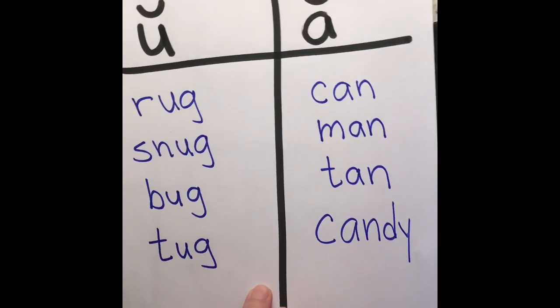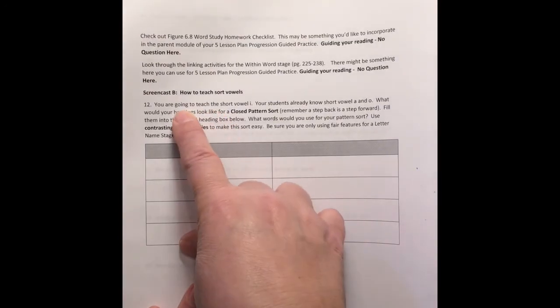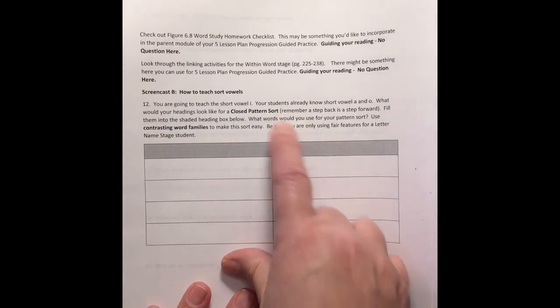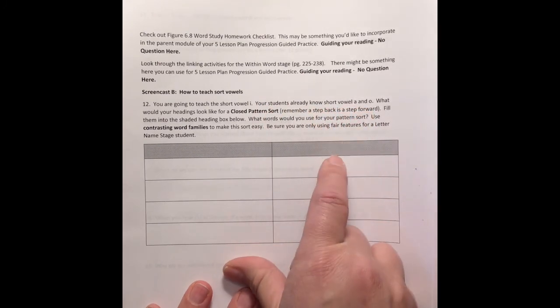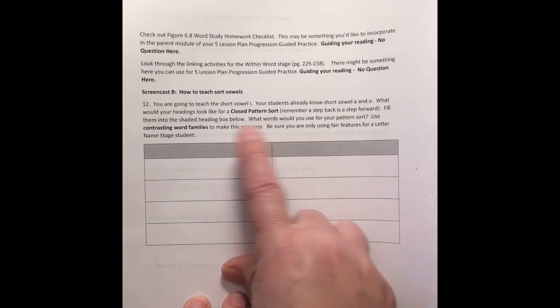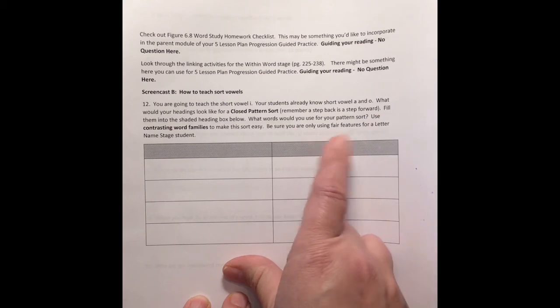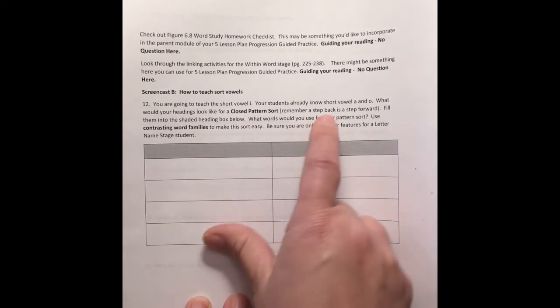All right, in your application activity, you are going to be pretending that you are going to teach the short vowel I. So short vowel I is your new feature here. You know your students already know short vowel A or O. So you're going to determine what goes in these categories. Remember, a step back is a step forward. So compare something that you want to teach, which is short vowel A, put right here, to something they already know. And I've given you some information.